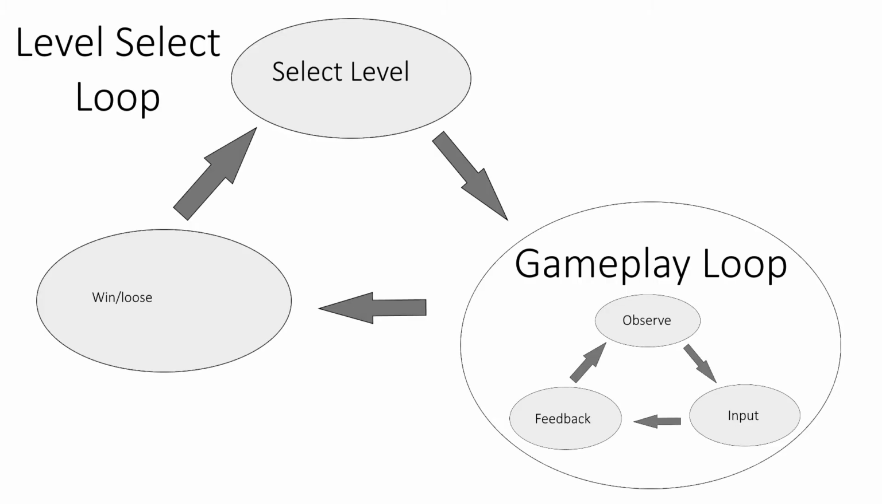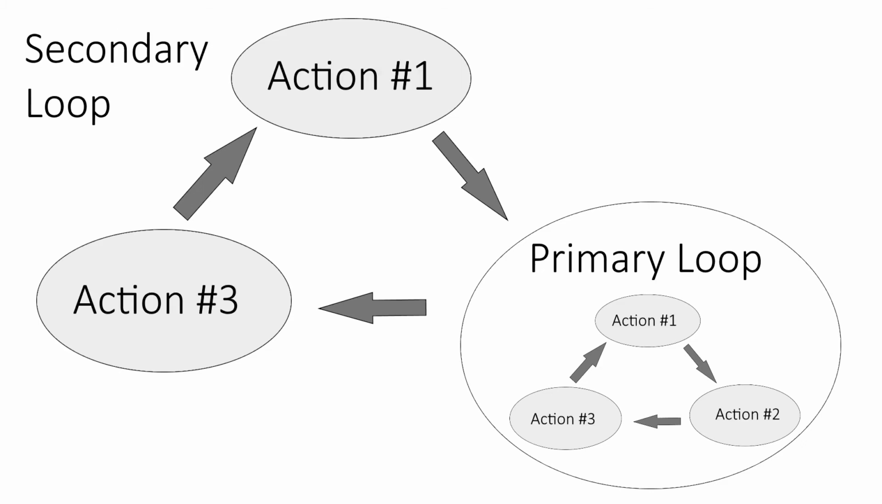In this example, we see two loops that are connected. The player starts in the level select loop, selects a level, and then plays the gameplay loop until that loop stops, either from them dying or completing the level. This leads them back to the level select loop. When loops are connected like this, we note the loops as either primary or secondary. The loop that happens the most frequently, the gameplay loop in this case, is the primary loop, while the one that happens less frequently, the level select loop here, is the secondary loop.